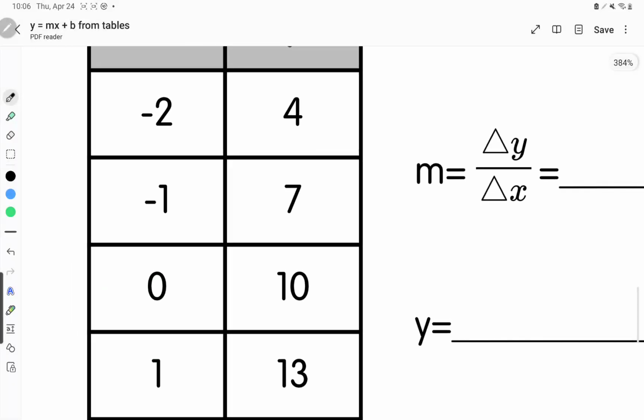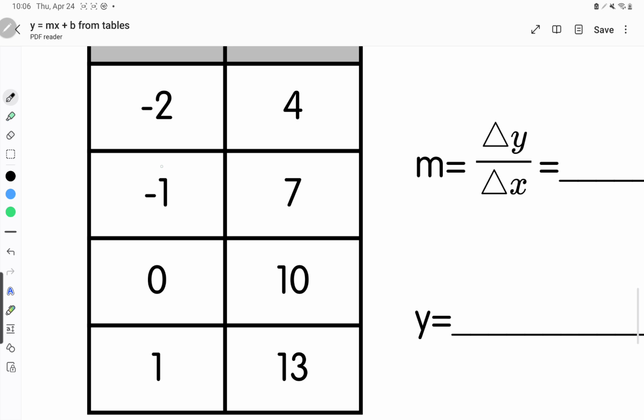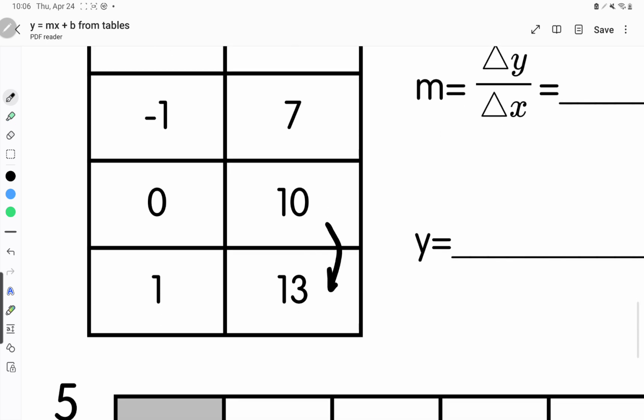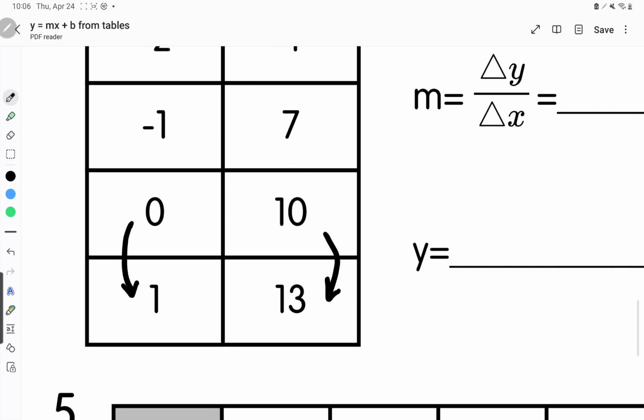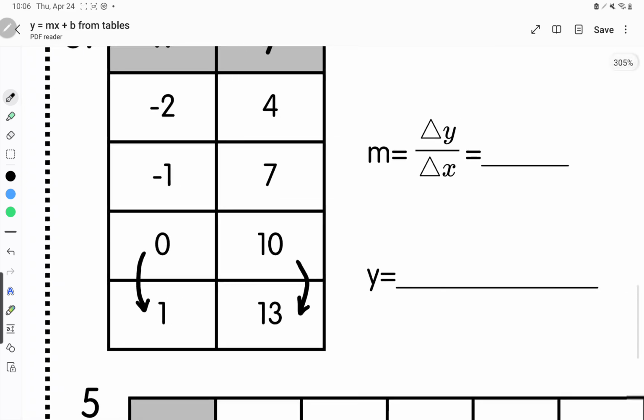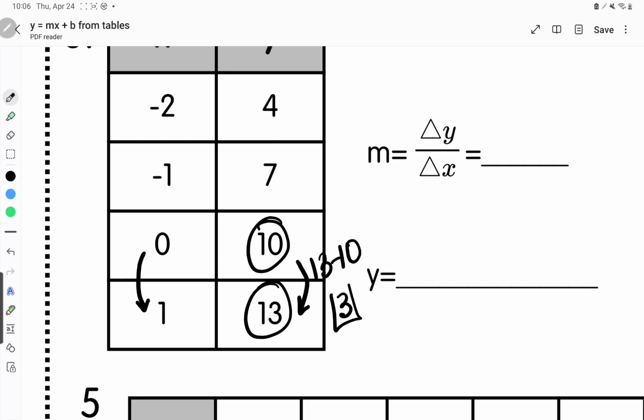I see a table right here. What's the first thing I do? I draw some arrows. I'm actually going to avoid these two rows with negatives right here, and I'm going to jump down here with 10 and 13 and 0 and 1. You can avoid negatives if you can. All right, I would subtract what here? 13 minus 10. 13 minus 10 gives me 3.